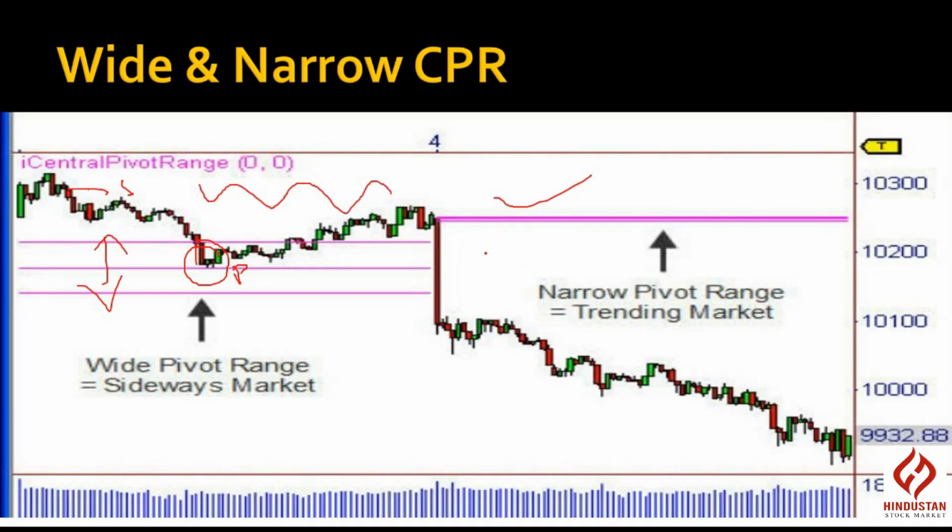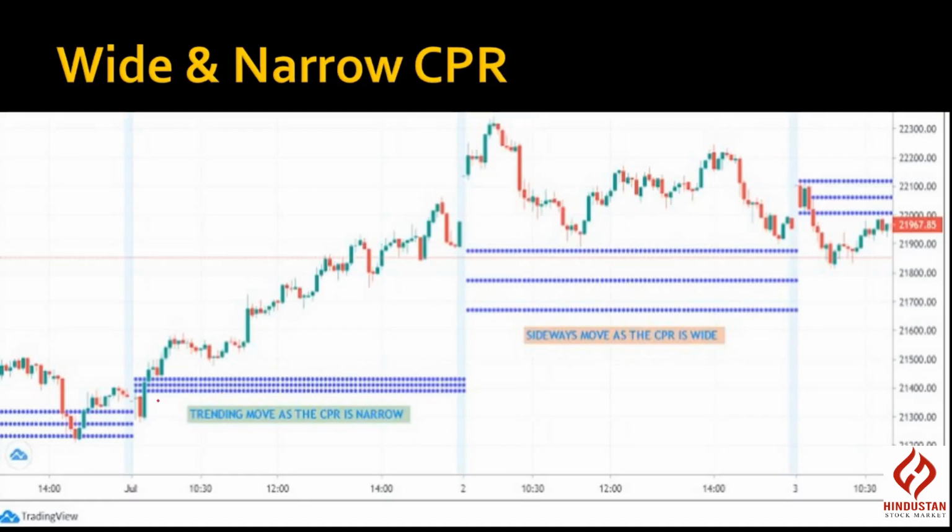And when there is a narrow CPR, it is most likely a trending day, either upward or downward. So here there is a narrow CPR and there is a trending day, a downward trend, right? And it is not a strong support and resistance. So here you can see easily, the market opens somewhere around here and it easily breaks this CPR, because it is a narrow CPR. A narrow CPR represents a weak support and resistance.